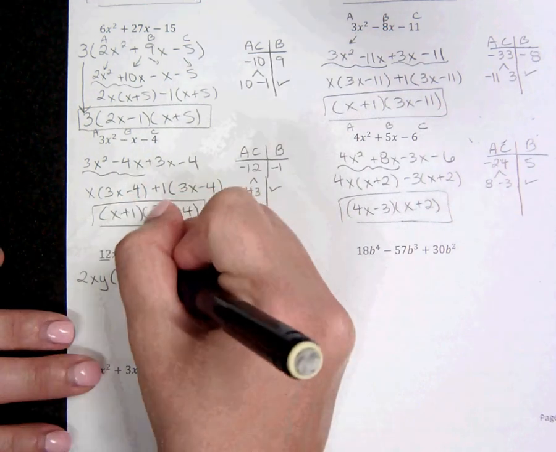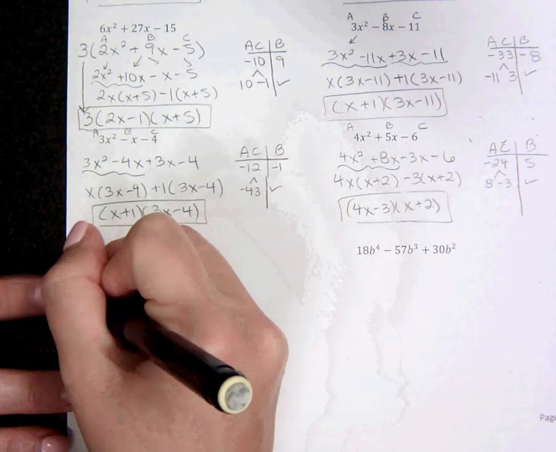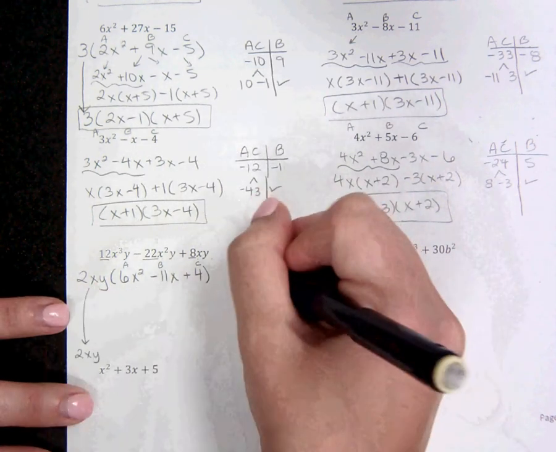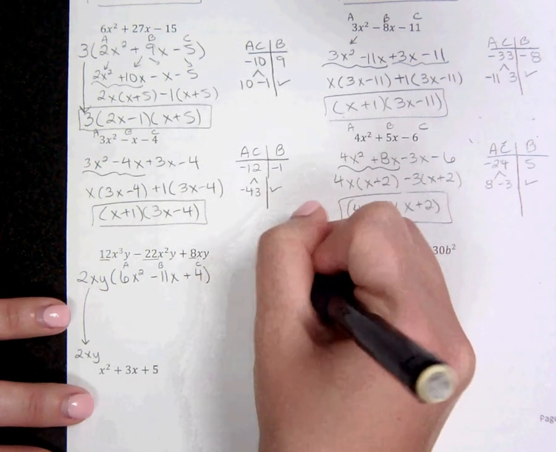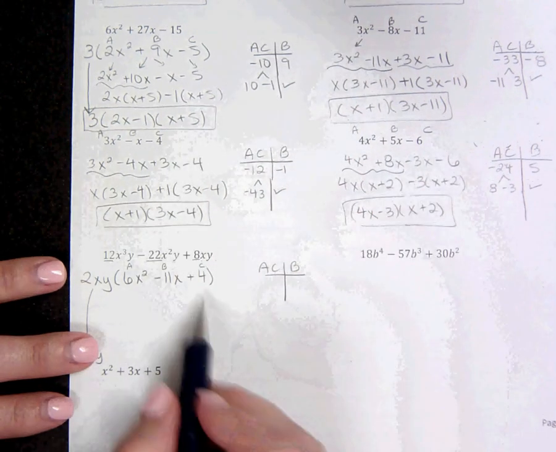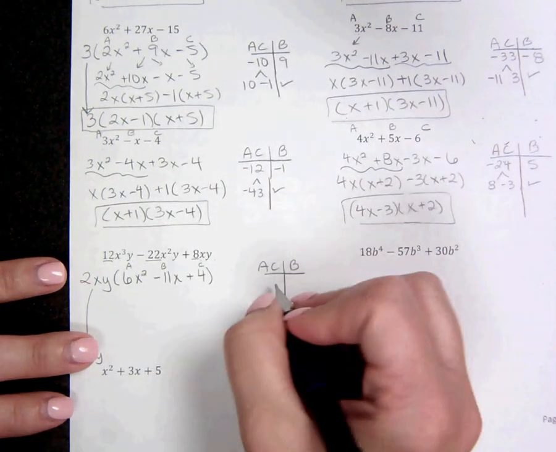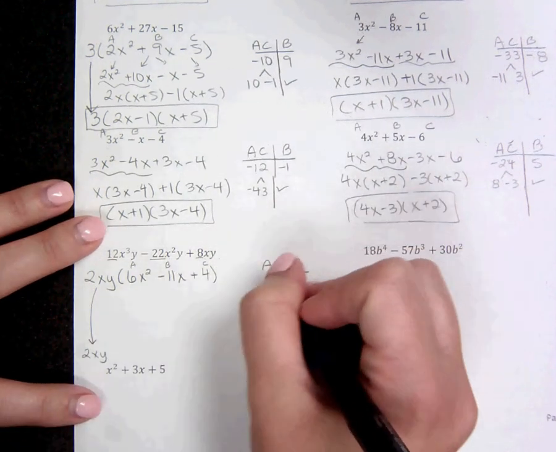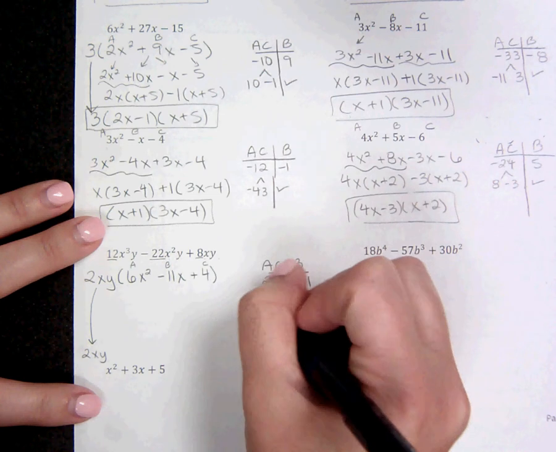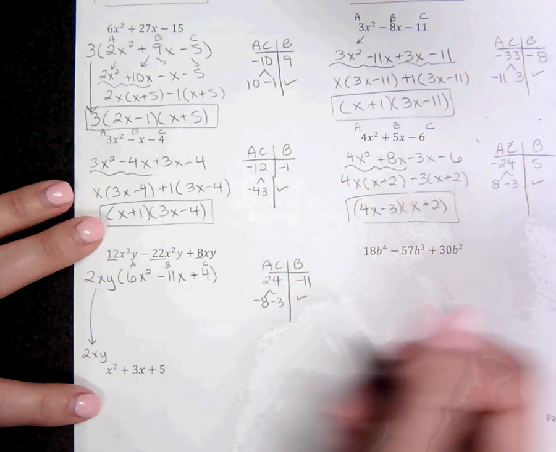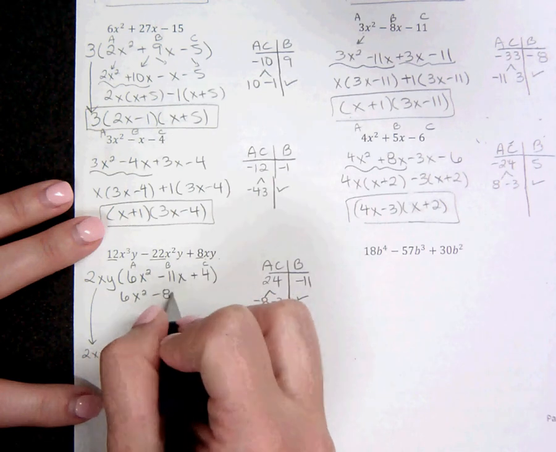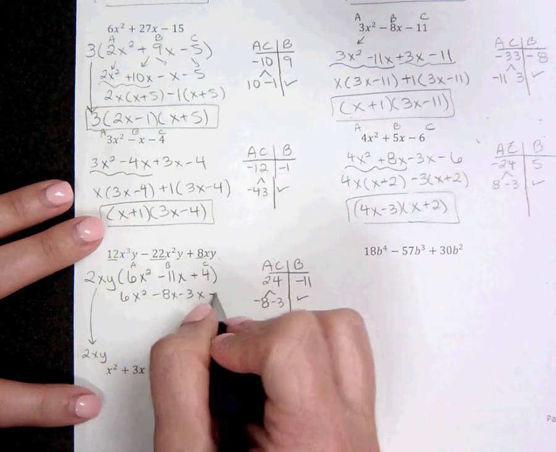So this will be a, b, and c. I'm going to bring this guy down to the end and then set up my chart. Notice I always put my chart to the side so that I can work the problem here. So 6 times 4 is 24. b is negative 11. That would be negative 8 and negative 3. So 6x squared minus 8x minus 3x plus 4.